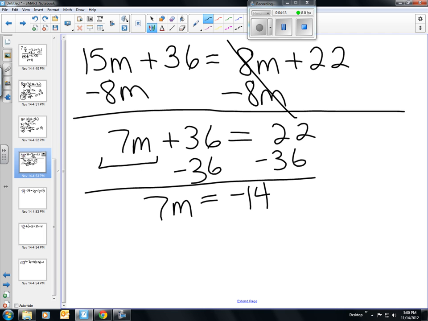From here we would simply use the reverse of multiplying by 7, which would be to divide by 7 on both sides. And we can see that m is going to be equal to -2.